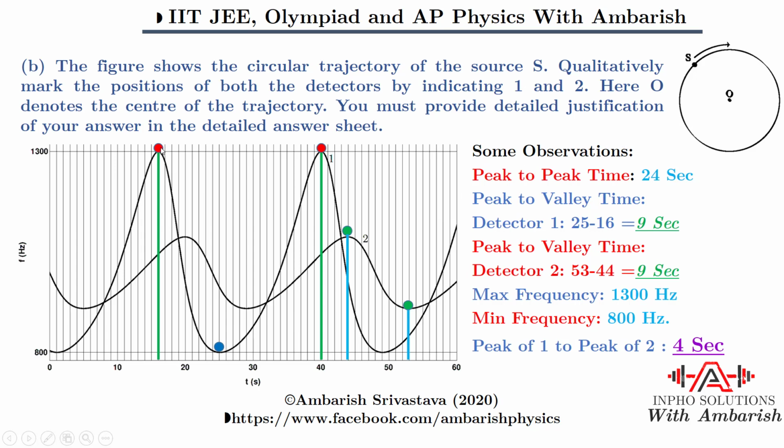We can see the peak to peak time for both the detectors, you can see from here to here, or you can check for the other detector too. If you calculate, both the peak to peak times are 24 seconds. That is one. Second is peak to valley time. Peak to valley time is also the same for both the detectors. If you calculate for detector 1, this is 25 seconds and this is 16 seconds. So 25 minus 16 is 9 seconds. For detector 2 also, peak to valley time, that is maximum frequency to the minimum frequency, is also 9 seconds. So it's the same time difference for both the detectors.